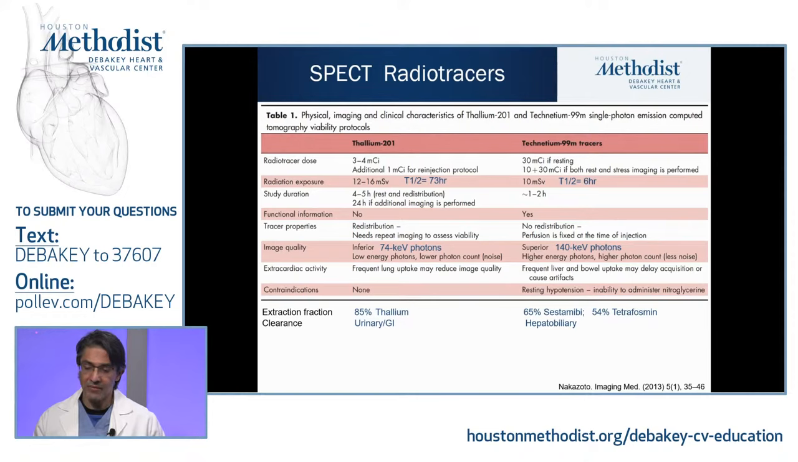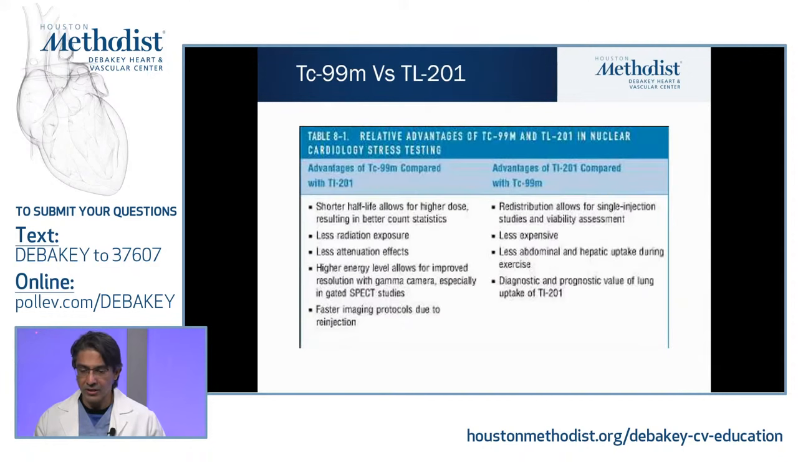Thallium has the property of redistribution, which becomes important for viability imaging. That property is not seen with the technetium-based agents. Thallium is eliminated through the genitourinary tract, and you can often see images where the kidney and the bladder light up, whereas the technetium-based agents are eliminated through the hepatobiliary system. When do you use technetium over thallium? Nowadays most people are using technetium because of its better radiation exposure, less attenuation artifacts, and higher image quality and count statistics.